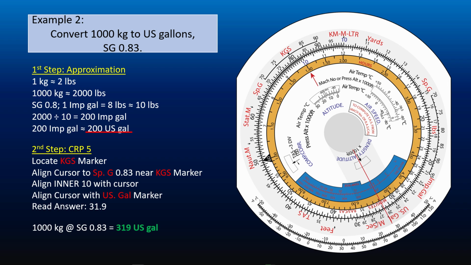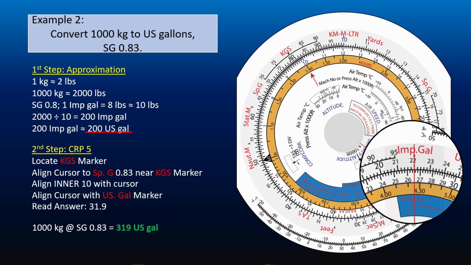By using the same procedure, we can also find the value for imperial gallons. Just align the cursor to the imp.gal marker and read the answer from the inner scale. 26.58. From our approximation, we know the correct value is 265.8 imperial gallons.